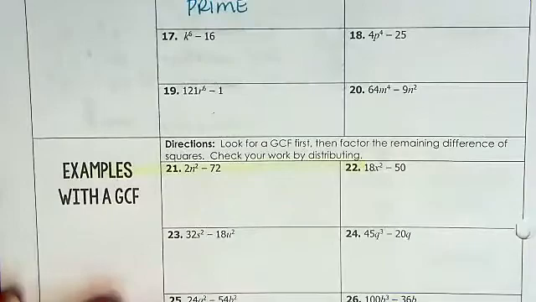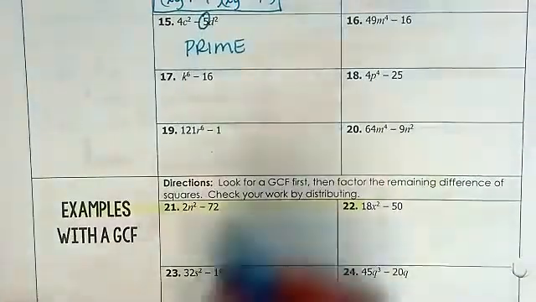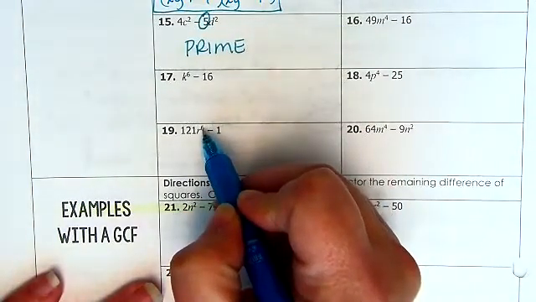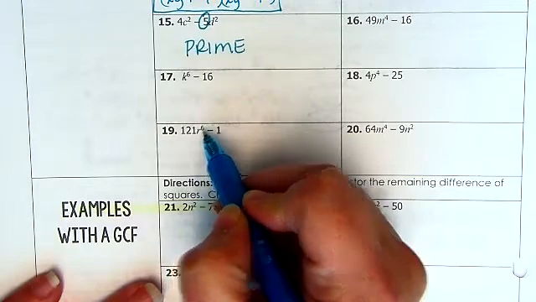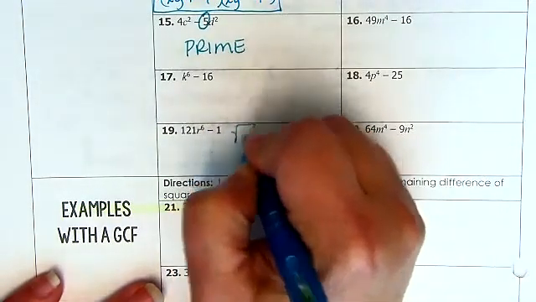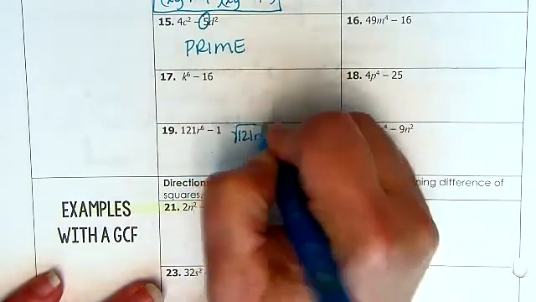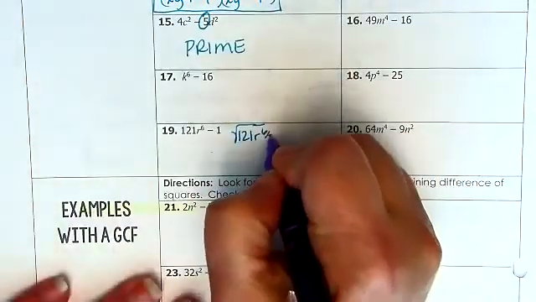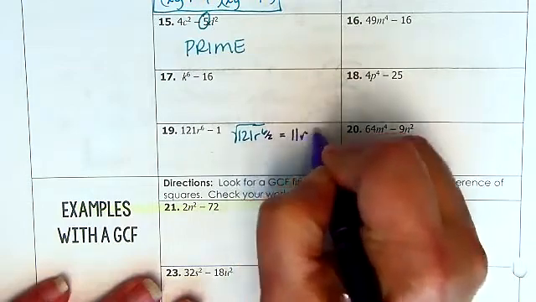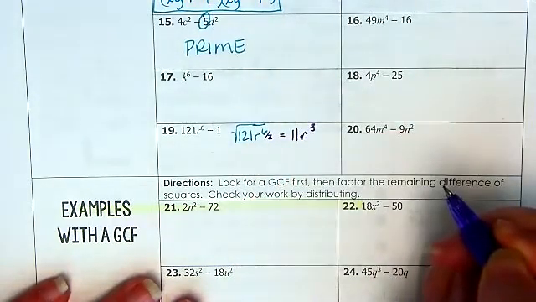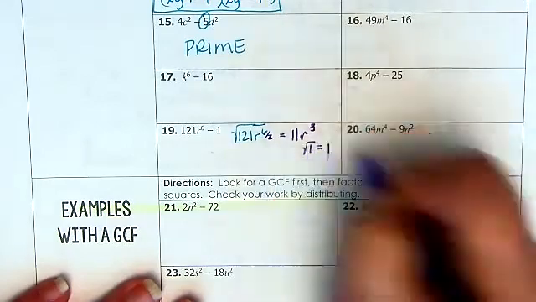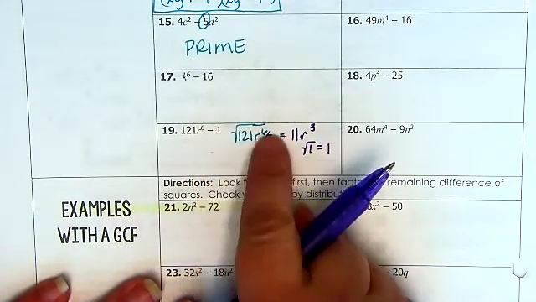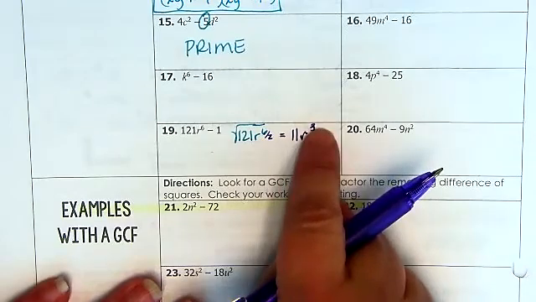Okay, jumping down and looking at number 19. With this one, I've got something other than squared here. I've got a 6 as an exponent. So that means the square root of 121r to the 6th, when I take the square root, I'm really dividing that 6 by 2. So I'm going to end up with 11r to the 3rd. And then I have the square root of 1, which is 1. That's the big new thing here: when you're taking the square root of an exponent, it's really like you're dividing by 2 to get your new exponent.